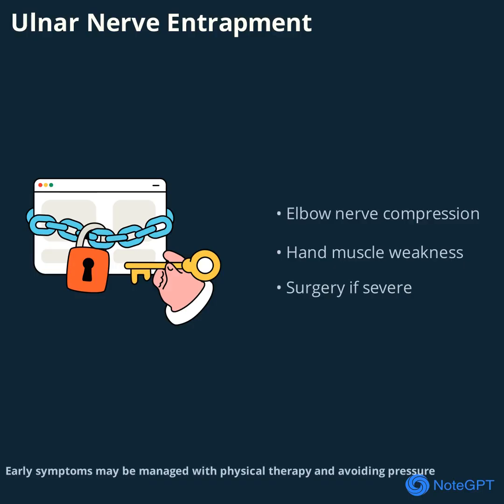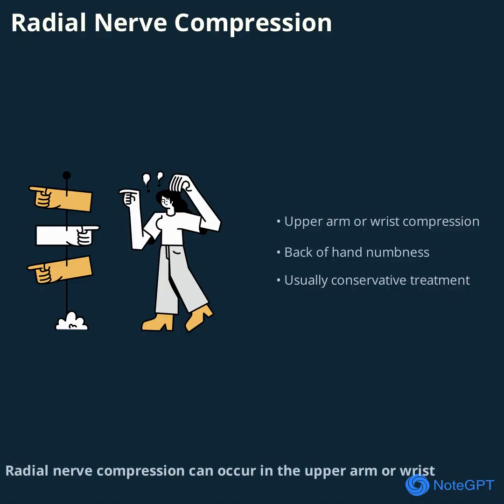Early symptoms may be managed with physical therapy and avoiding pressure, but surgery may be necessary if muscle weakness develops. Accurate diagnosis is important to ensure the right treatment and prevent permanent hand dysfunction. Radial nerve compression can occur in the upper arm or wrist, sometimes called Saturday night palsy or handcuff palsy.